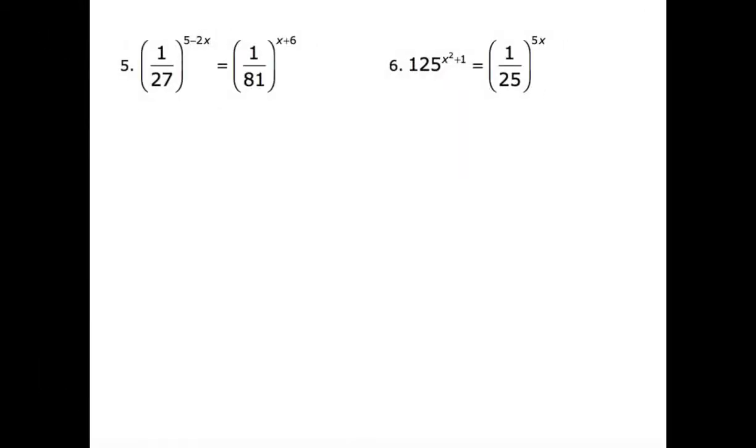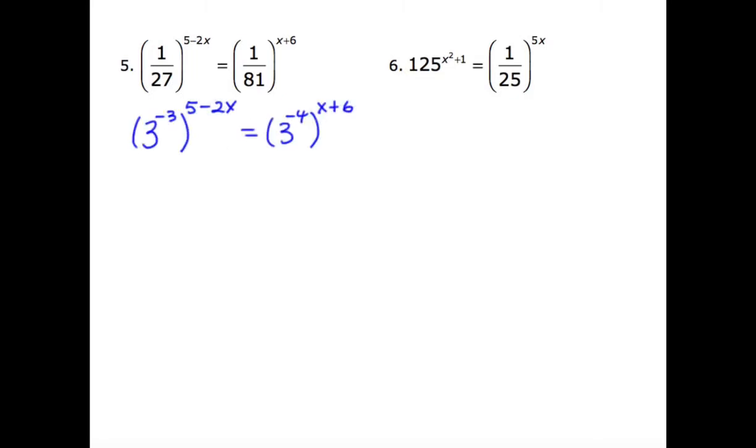In example 5, we're asked to solve 1/27th to the power of 5 minus 2x equals 1/81st to the power of x plus 6. It's obvious that we don't have common bases, but can we think of a base that would be common to both 27 and 81? And I think there is, and that would be the base of 3. I'm going to replace 1/27th with 3 to the negative 3rd power, and I'm going to replace 1/81st with 3 to the negative 4th power.